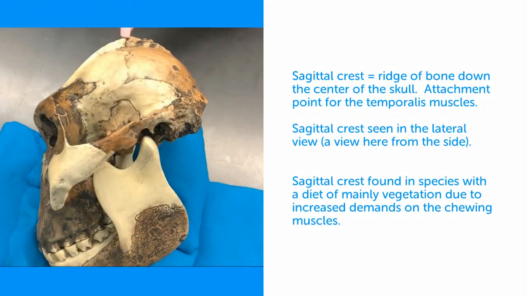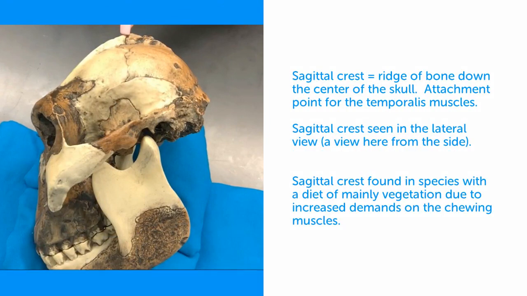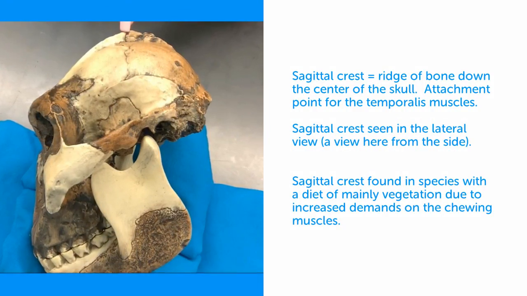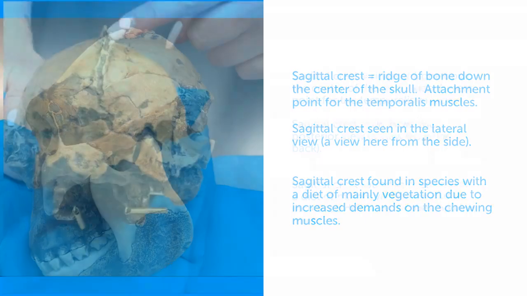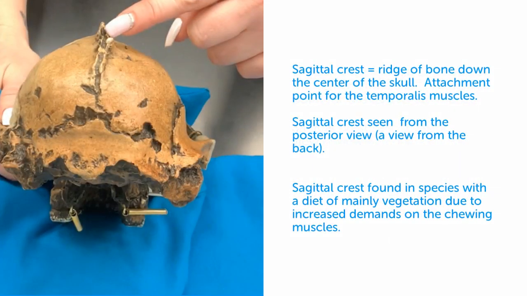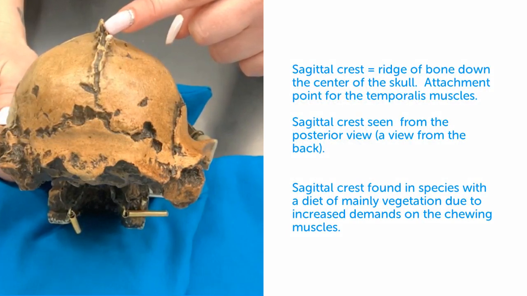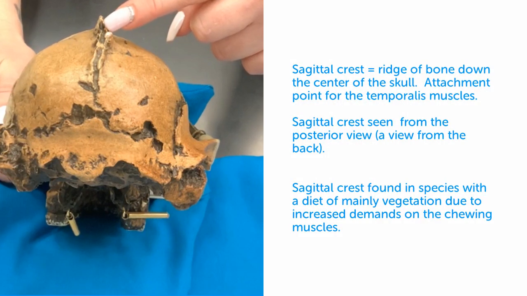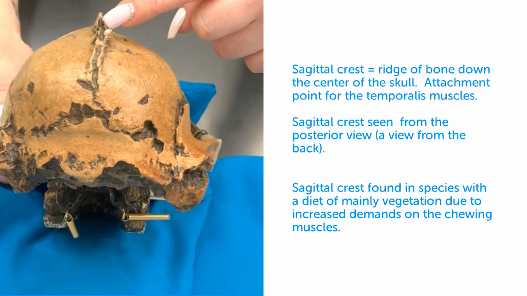This slide here shows yet another view of the sagittal crest. This is the sagittal crest from the lateral view, or view from the side. So we see this feature, the ridge of bone running down the center of the skull. Here's another view of the sagittal crest. We can see it here from the posterior, or a view from the back. So again, this is a feature found in species that consume a diet of tough food items and have extreme pressure on the chewing muscles.